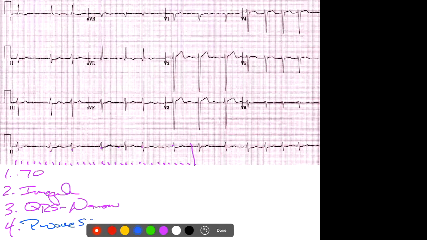I see nothing. None. Good. Congratulations. You're right. There are no P waves. What do you see instead?